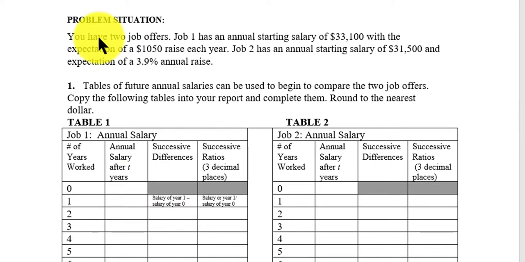So you look at the problem, right? We have two job offers. Job 1 has a starting salary of $33,100, and you get a raise of $1,050 each year. The other job, you start out at $31,500, and your raise is 3.9% annually.